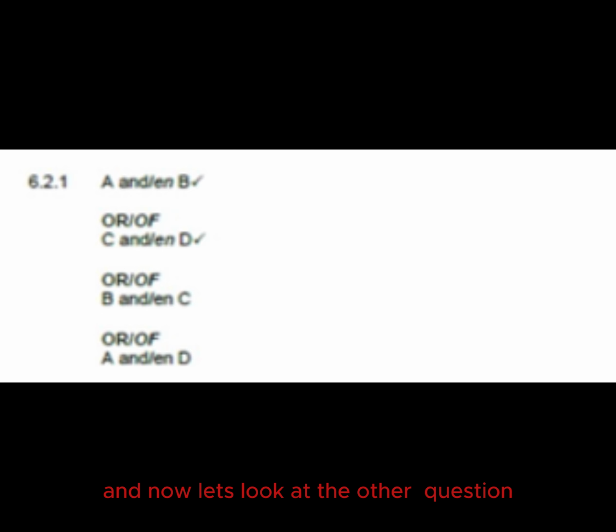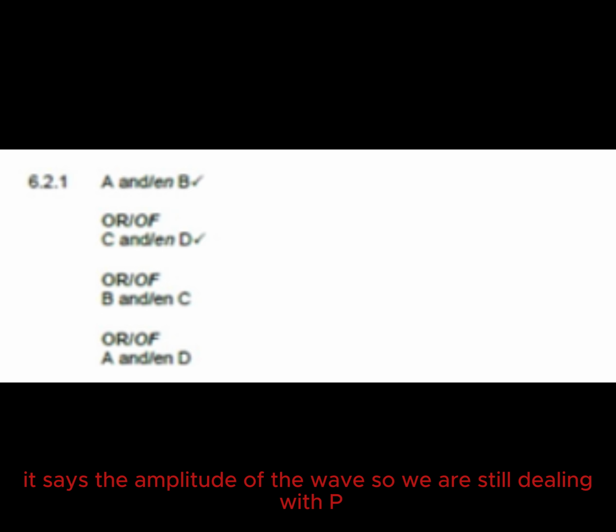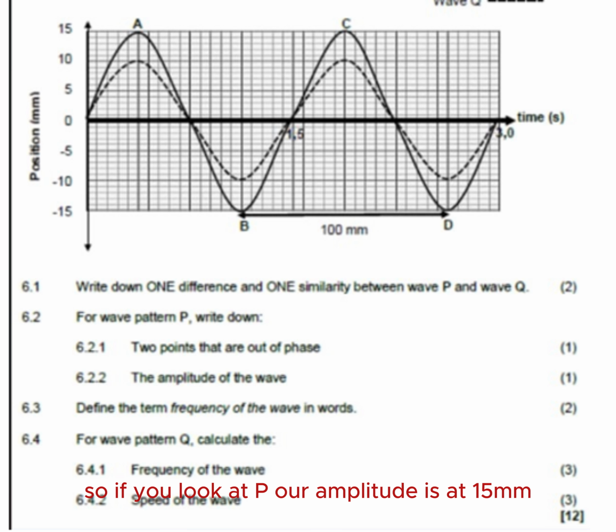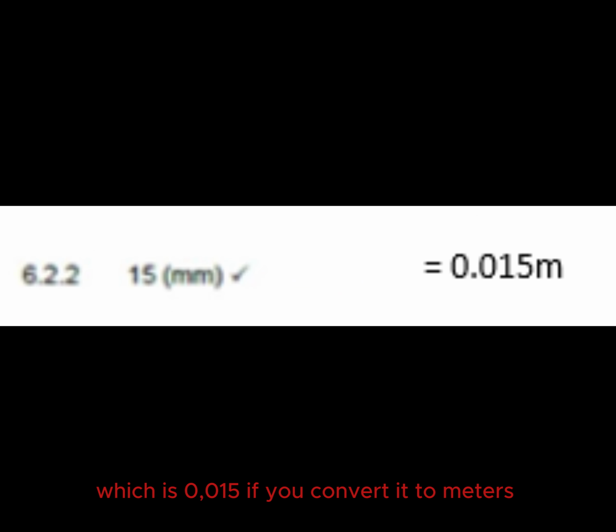Now let's look at the other question. It says the amplitude of the wave. So you're still dealing with P. If you look at P, our amplitude there is 15 millimeters, which is 0.015 if you convert it to meters. If you divide by 1,000, it's going to give you 0.015.